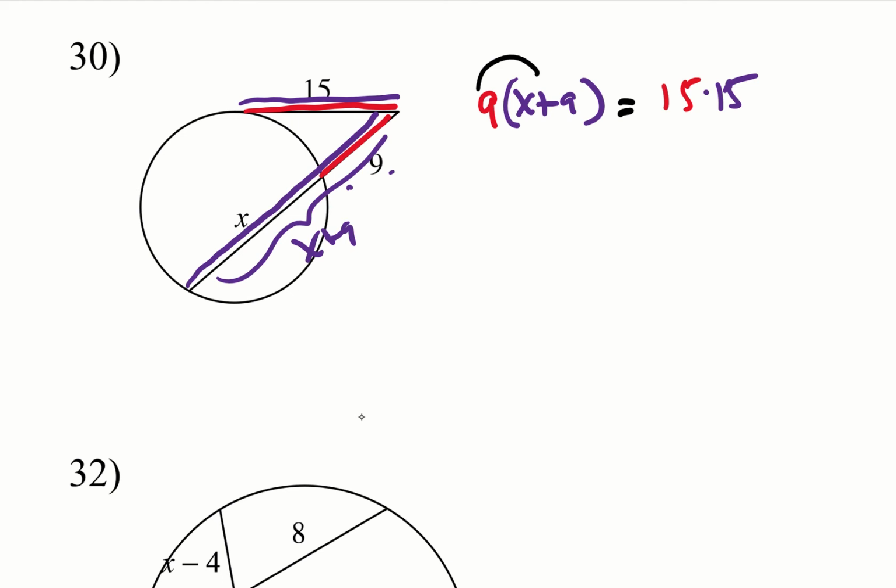All right, so there we go. So we can distribute that. 9 times 9 is 81. 15 times 15 is 225. I'll leave that to you guys to solve for x.